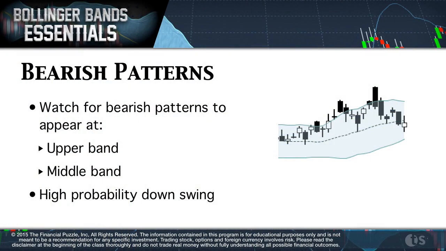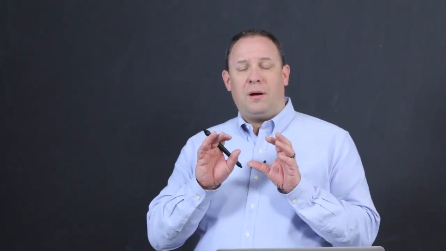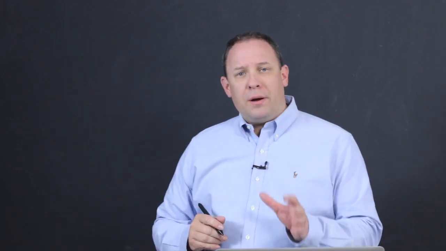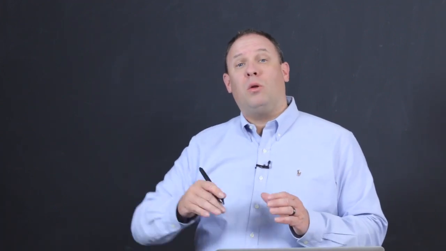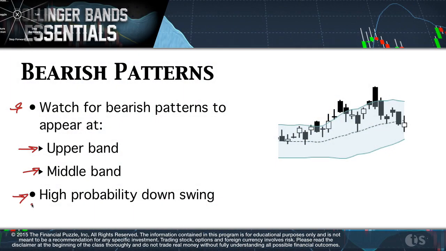So here are the principles. Number one, you're watching for bearish patterns to appear at either the upper band or the middle band. Notice the difference here. With the bullish patterns, we're looking for them to appear at the middle or the lower band, so we have room to swing higher. With the bearish patterns, we're looking for them to appear at the middle or the upper band, so again, we have room for these trades to swing lower. And when you see them, it leads to a high probability downswing more often than not.